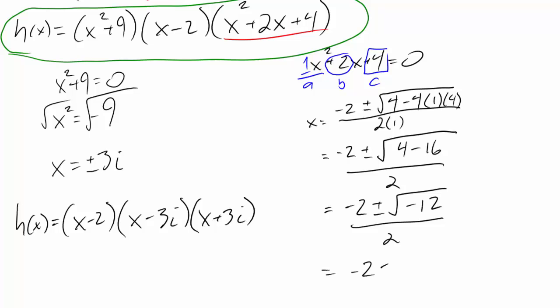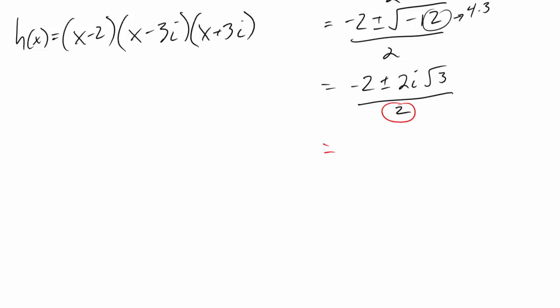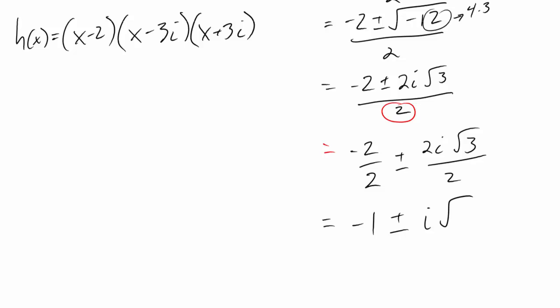So let's see, that'll break down into, 12 will be 4 times 3, so that'll give us a 2, and that was negative, so that'll be an i, the square root of 3, all over 2, and that will simplify out since there's this 2 in the denominator here. So that gives us an option of splitting this up. Negative 2 over 2 plus or minus 2i times the square root of 3 over 2, which is negative 1 plus or minus i times the square root of 3.